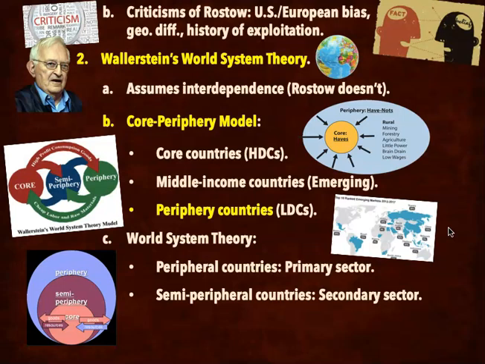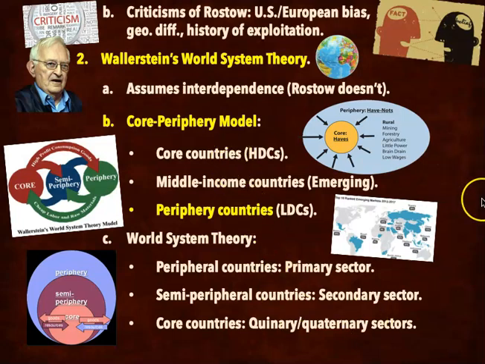Semi-peripheral countries get into what above we might call those emerging countries, those middle income countries. Secondary, so they're processing the natural resources, actually doing something with them. And then third is the core countries, the highly developed countries. These are countries more focused on the tertiary end of things, whether service-based or knowledge-based, those kinds of things. And so it's another way of ordering and structuring countries into categories.